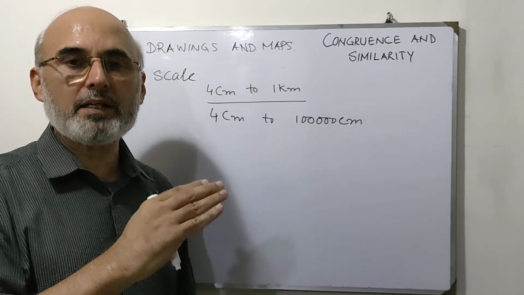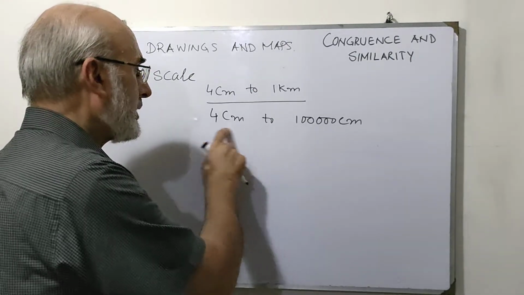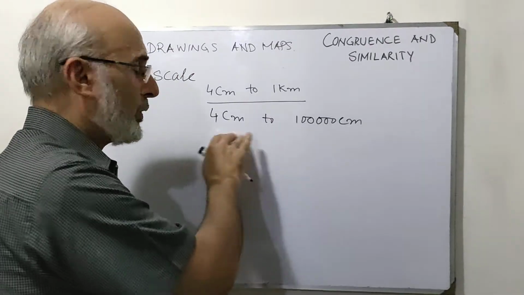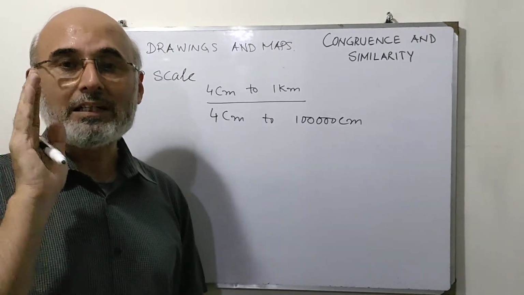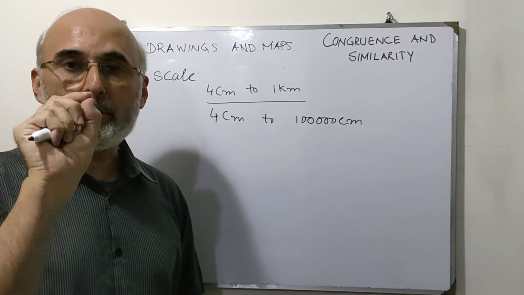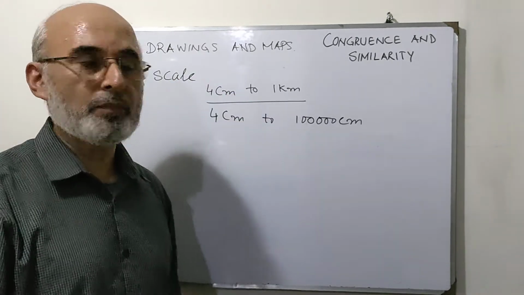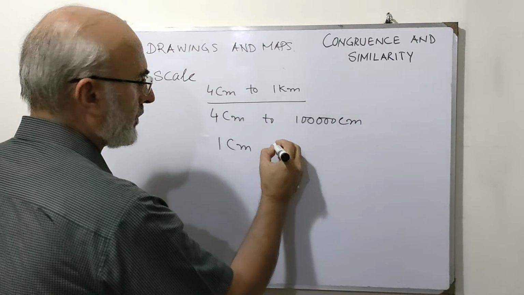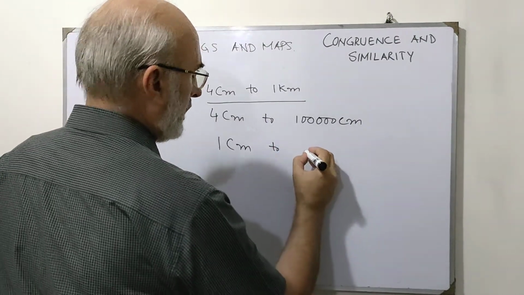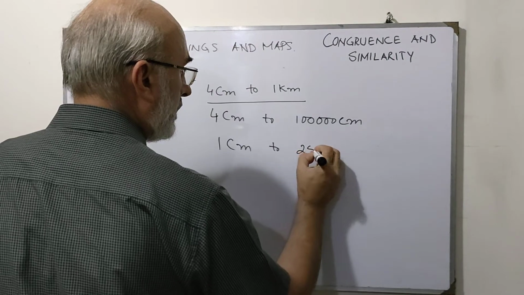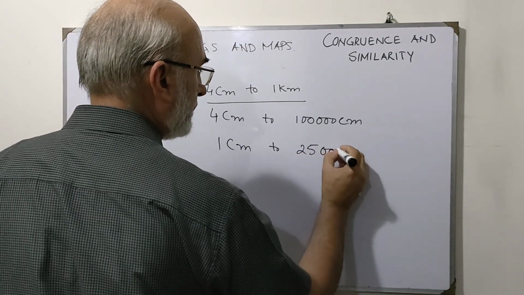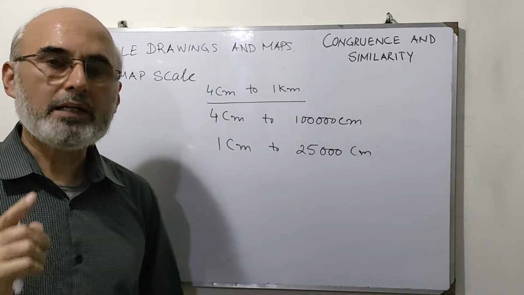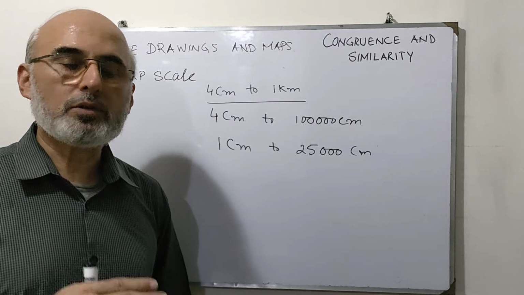Now, still we cannot use it because we need to see what a unit on a map is representing on the actual land. Here it is saying 4 centimeters. We are not going to use this scale in this way. We want a scale which gives us the idea of what one unit on the map is representing. So for that matter, we're going to divide it by 4. So 1 centimeter to 25,000 centimeters. So 1 centimeter on the map is representing 25,000 centimeters on the land.